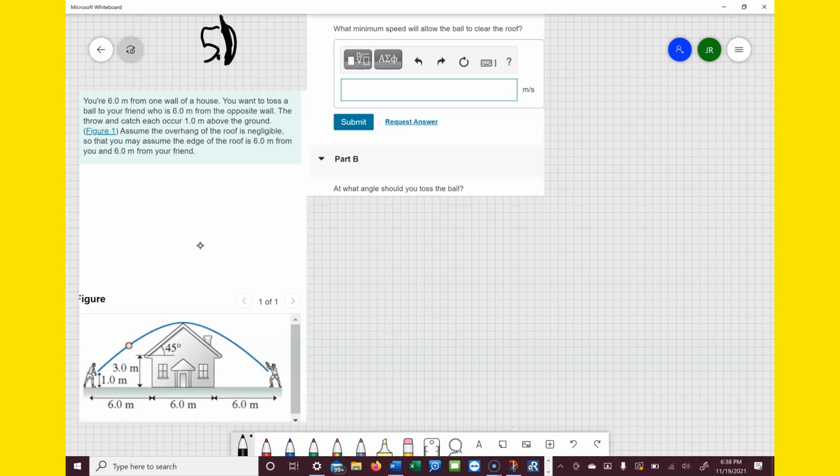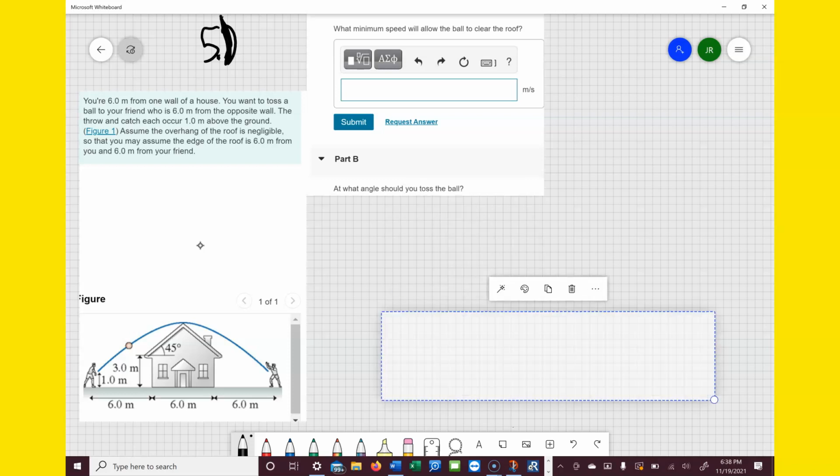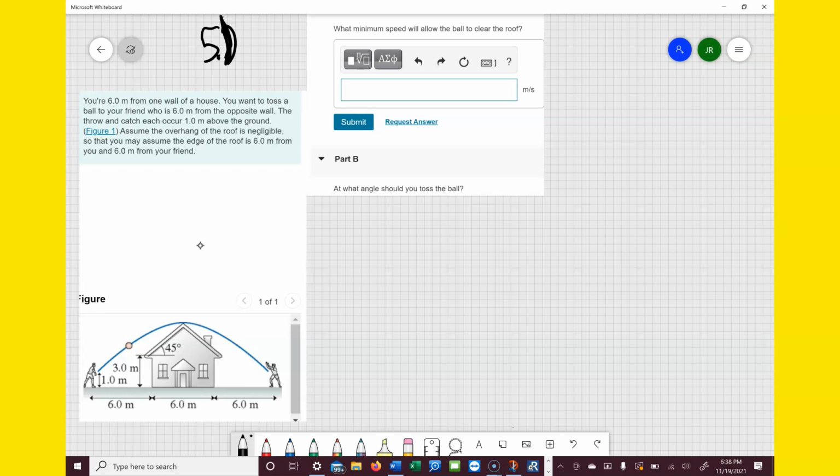Knowing I already kind of understand this problem, we're trying to clear this roof, and we have to just barely clear it according to the problem. The minimum speed and angle that will clear that roof and get to the friend. So, I'm going to do a little geometry to figure out how high that roof really is.